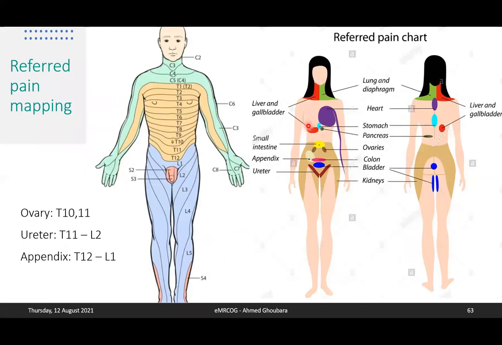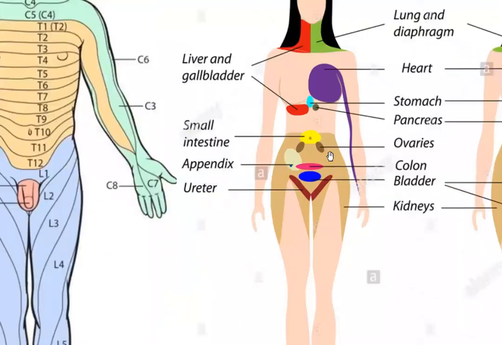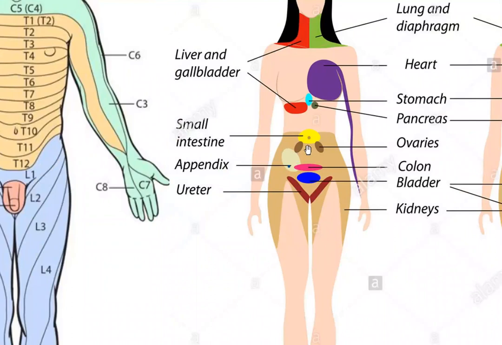So this is a map of the referred pain. Important for you. So ovary, T10 and T11. Here, T10 around the umbilicus, ovary, lateral splanchnic nerve, T10, T11. Can you see those two areas in the brown? This is the ovary.